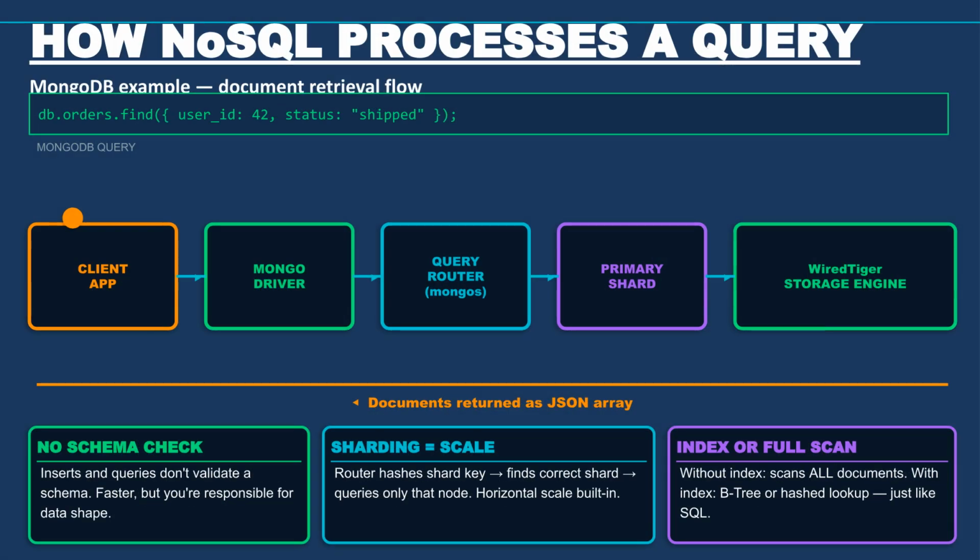NoSQL query flow is different. The MongoDB driver passes the query to the query router. Since there's no schema check, queries are processed faster. If sharding is used, the query is routed to the correct shard, utilizing built-in horizontal scaling. The final retrieval uses an index or a full scan.